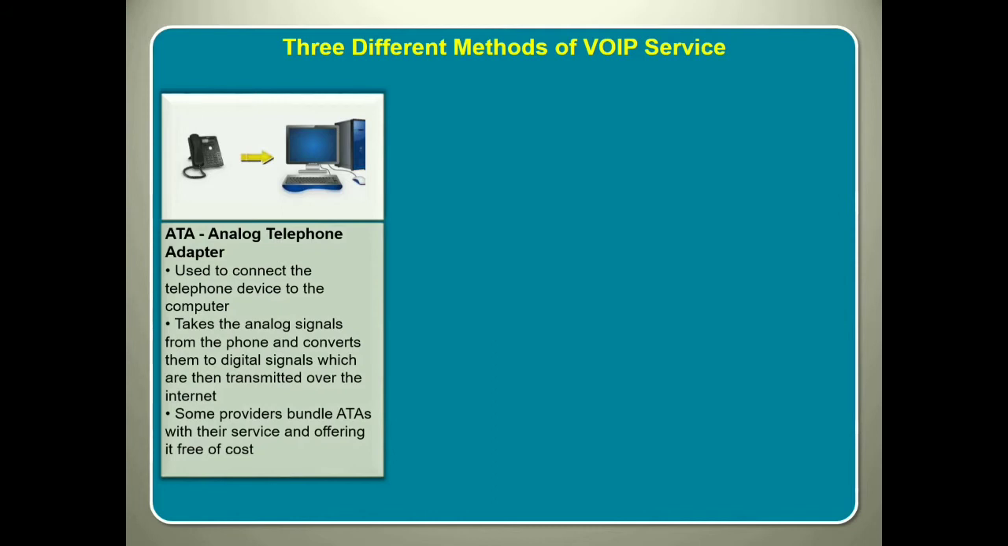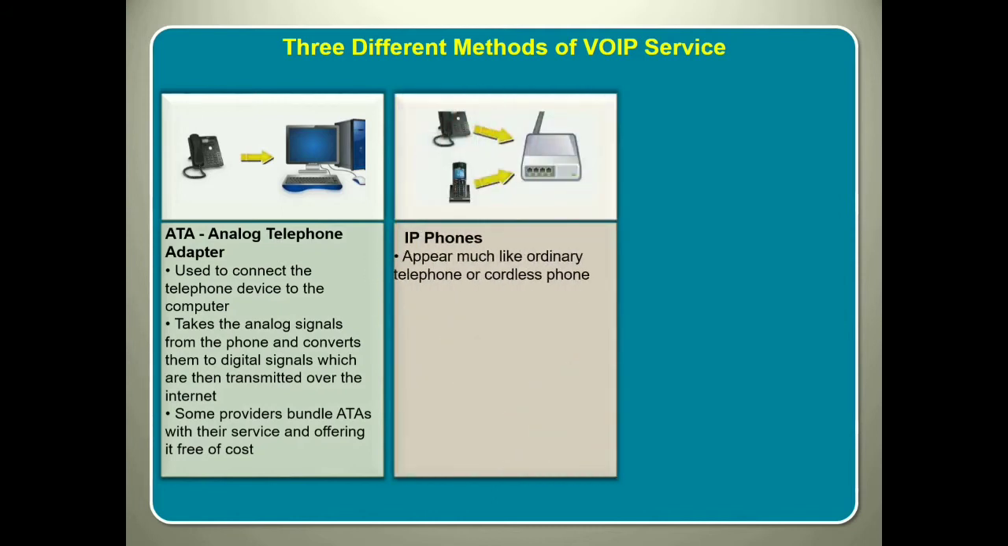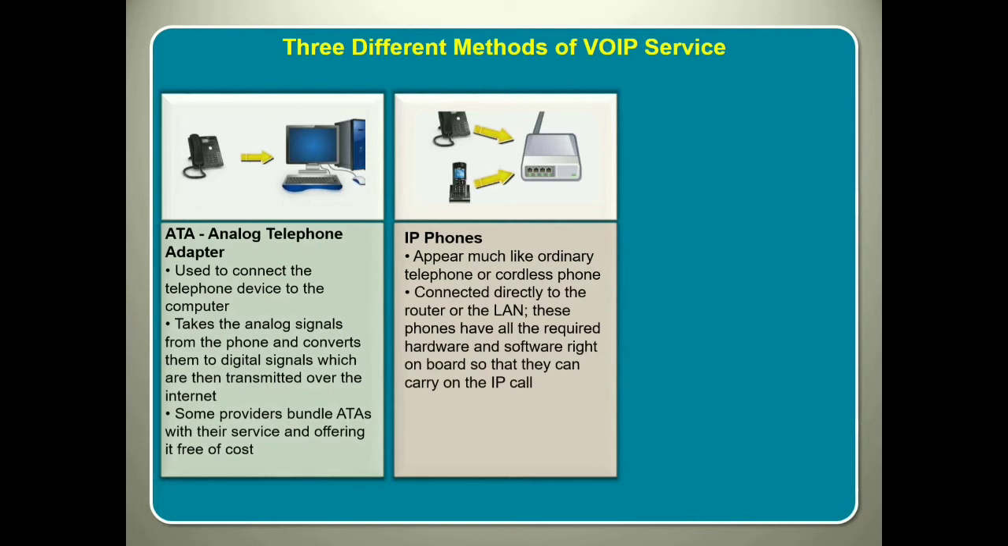The second method is through IP phones, which appear much like an ordinary telephone or cordless phone. They are connected directly to the router or the LAN. These phones have all the required hardware and software right on board, so that they can carry on the IP call. These phones are sometimes called VOIP telephones, SIP phones, or soft phones.